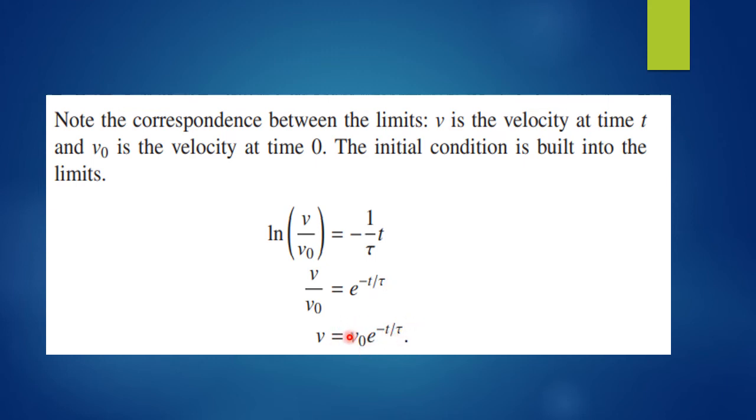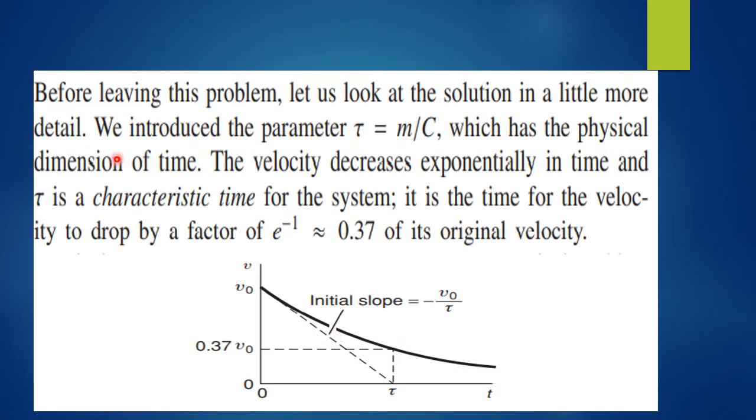V0 is a constant, and tau also has the dimension of time, so the exponent is dimensionless. So our solution for the equation is V equals V0 e raised to minus t by tau. Before leaving this problem, let us look at the solution in more detail. We introduced the parameter tau equals m by c, which physically has the dimension of time. The velocity decreases exponentially in time. This is the variation of velocity with time.